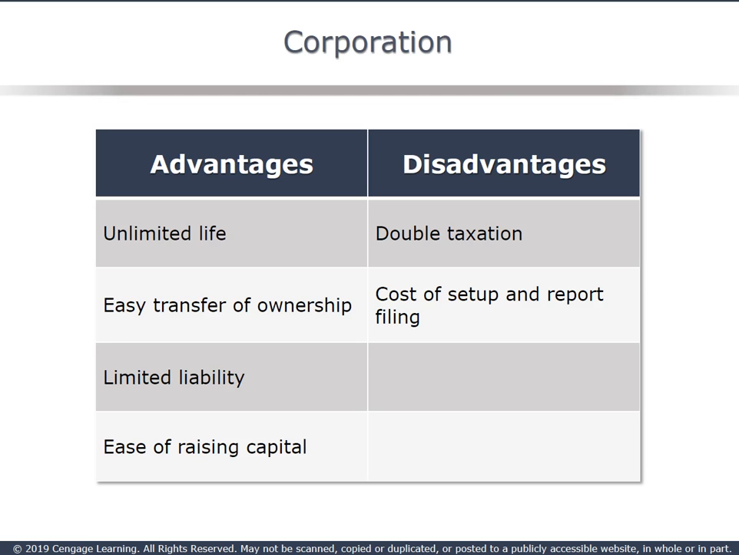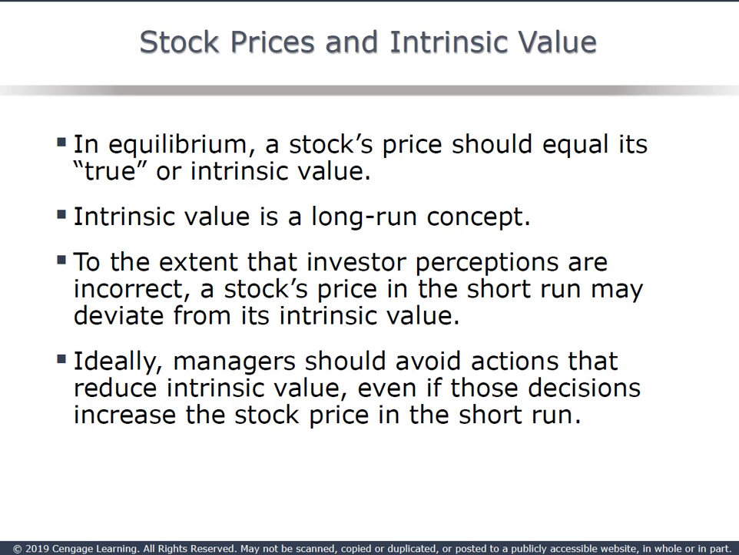So we see here the advantages of the corporation: unlimited life, easy transfer of ownership, meaning that you can sell shares. And this is easier for some than others, depending on if you're a publicly traded company or not. Limited liability, ease in raising capital, assuming you're creditworthy. Disadvantages: double taxation, meaning that you are taxed at the corporate income level and then at the personal income level for shareholders. And then there's significant cost in setup and registration with various governmental entities.